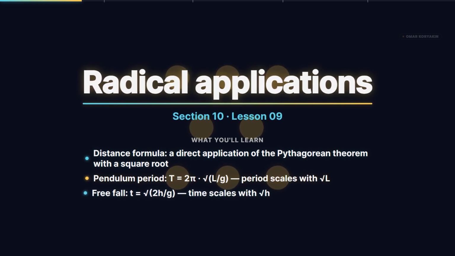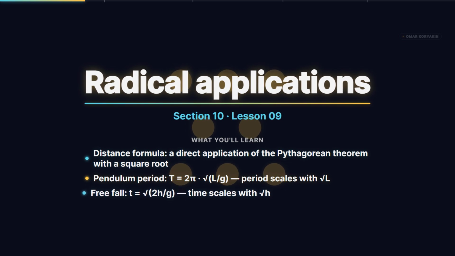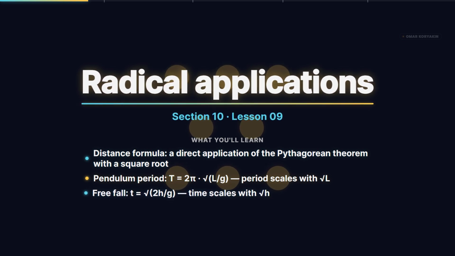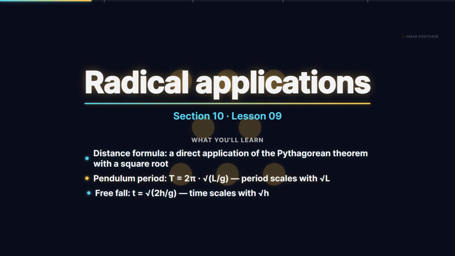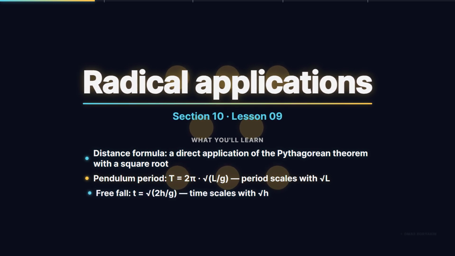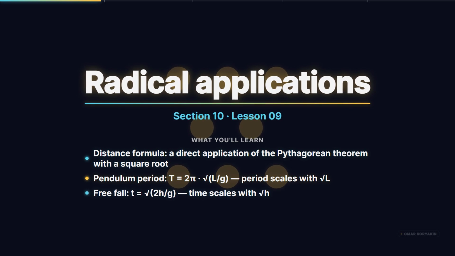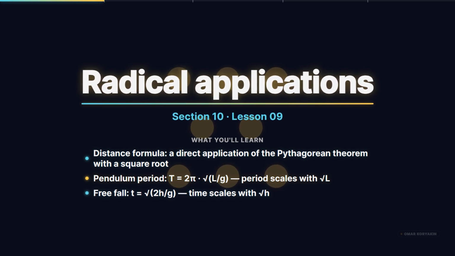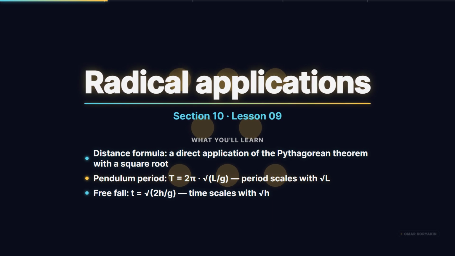Free fall time also scales with a square root, this time of height. Falling from twice the height takes the square root of 2 times as long, not twice as long. The pattern repeats anytime a quantity is proportional to a square root. Doubling the input multiplies the output by root 2.